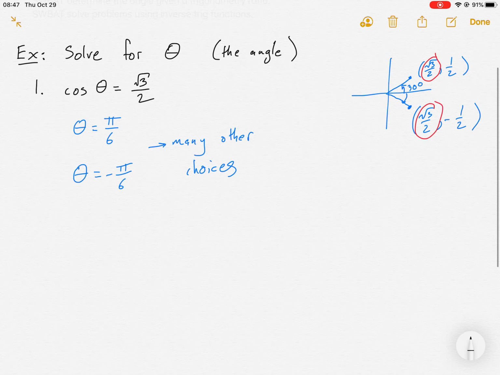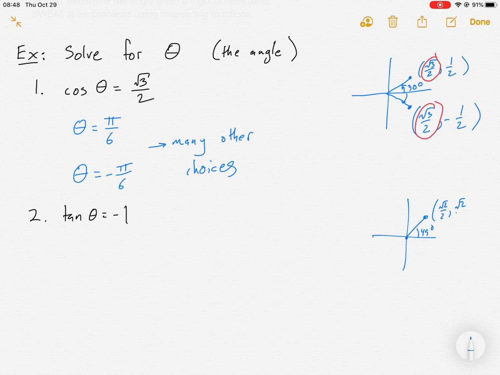Okay, let's try another one. So if I said tangent of theta equaled negative 1, tangent's always a little bit trickier because you have to do an extra step, but keep in mind on a unit circle at 45 degrees, x and y equal each other, and tangent is the x and the y divided by each other. So if you took root 2 over 2 divided by root 2 over 2, it really doesn't matter that we have all these square roots and things. They're the exact same number, so they would just equal 1.